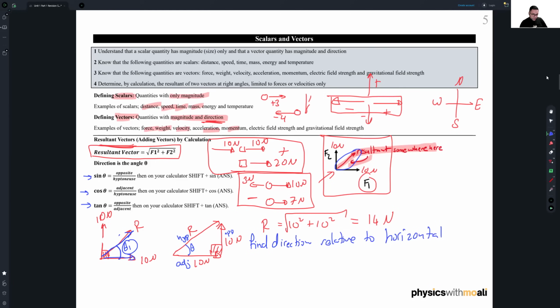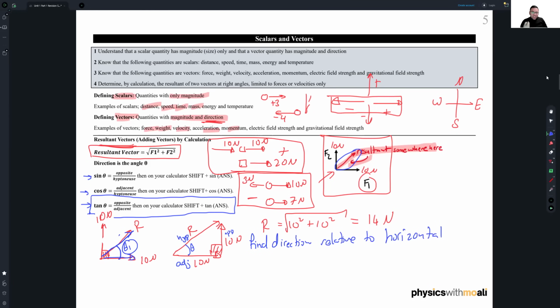My personal favorite to use is tan. Why? Because I don't need to find the resultant to get the angle. I can get the angle as a separate answer. Even if I forgot Pythagoras, I can still get the angle. So tan theta is opposite over adjacent. But you might say, I'm confused. I don't know how to draw a triangle in order to get the adjacent or the hypotenuse. Calm down.